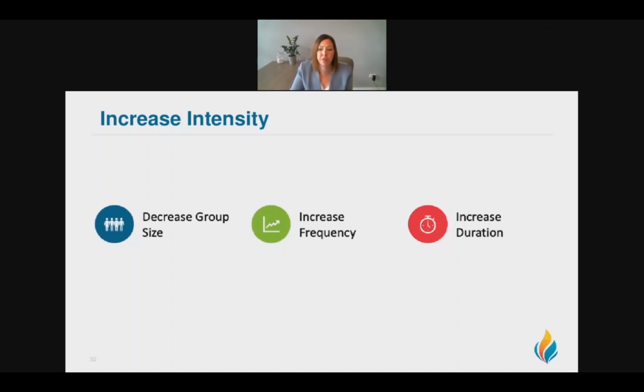And then in terms of increasing frequency or duration, we make sure that we have additional intentional opportunities to practice specific skills within our time, and or increase the amount of time that we provide instruction.